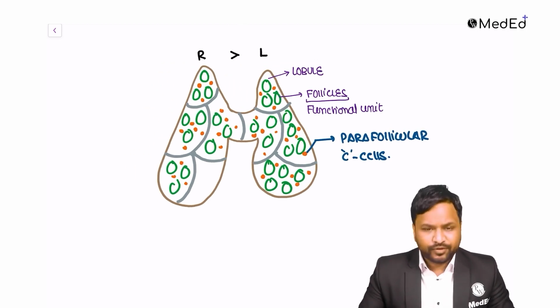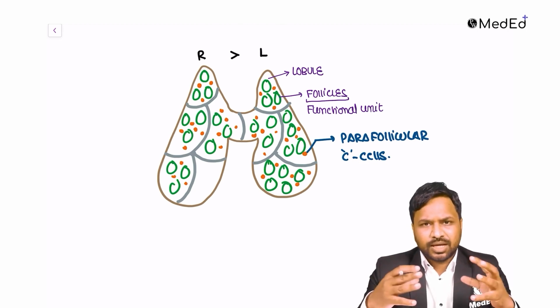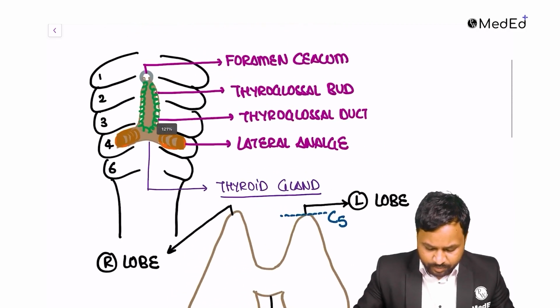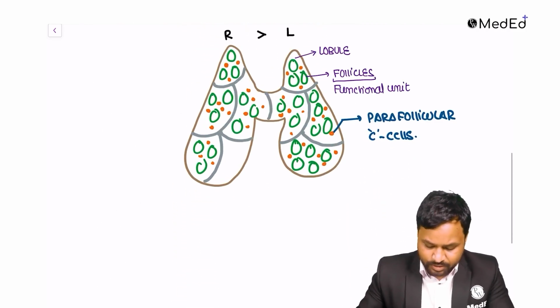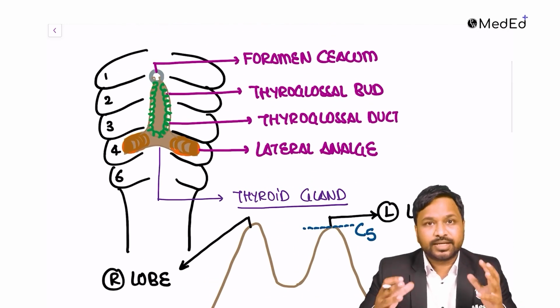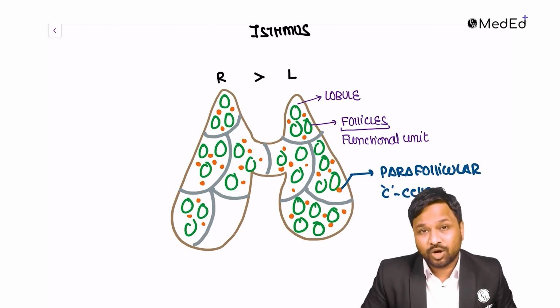Now, if you see very carefully, I've used a color code which is going to be absolutely important in my lectures because I tend to keep it more clear visually. When you go back to our development, you can see the epithelium is shown in green color. And when you come back here, you see the follicles are also in the same green color. The lateral anlagen are orange in color, and the parafollicular C cells are orange in color.